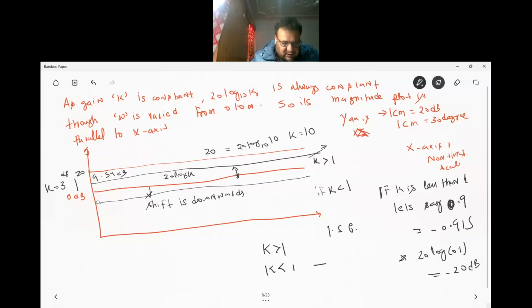If k is less than 1, it gives you minus 0.915 dB. Suppose this is 0 dB. If the k value is greater than 1, the resultant magnitude will always be above the 0 dB line. If k is less than 1, it will be downwards.